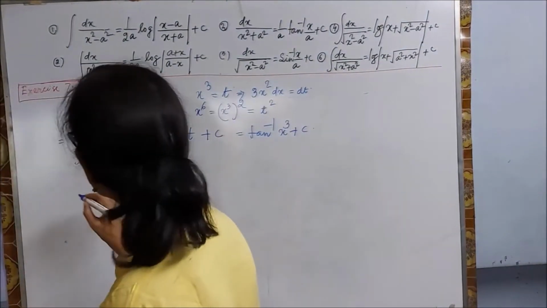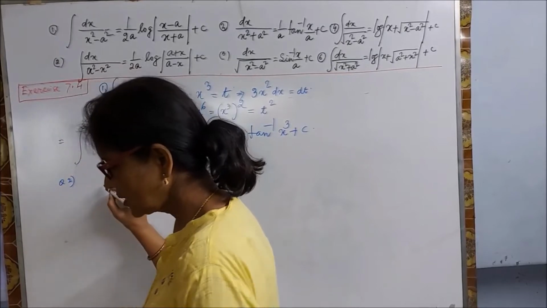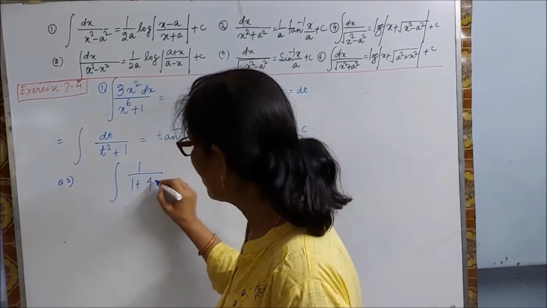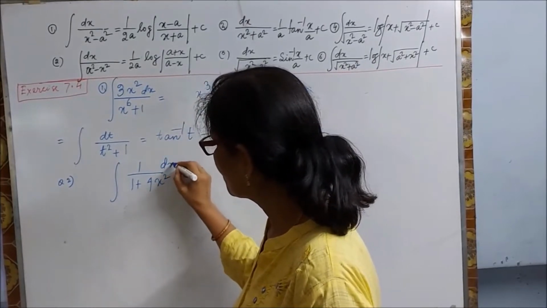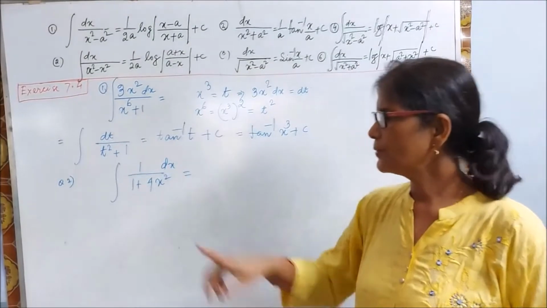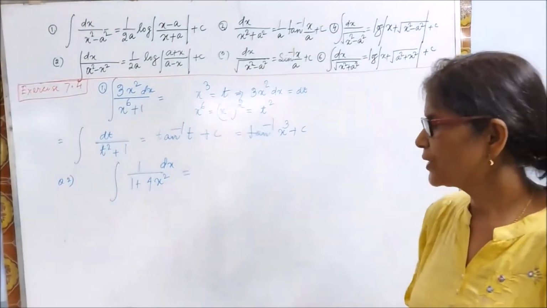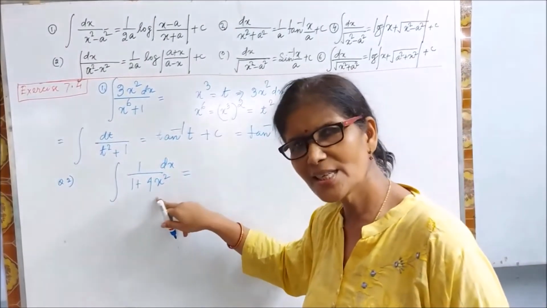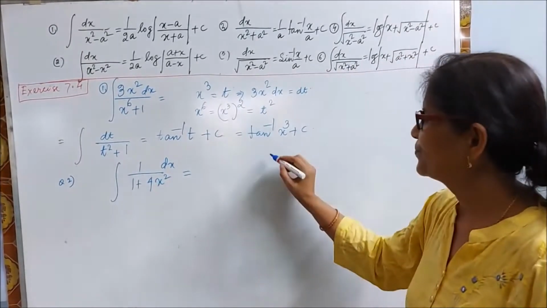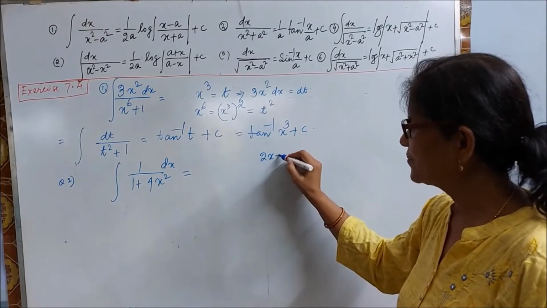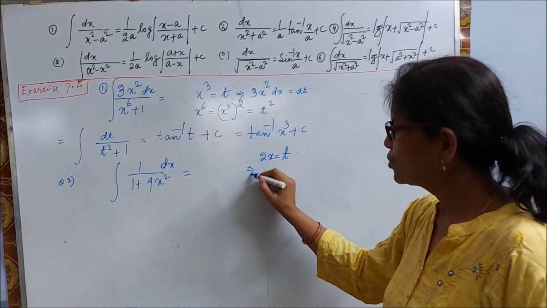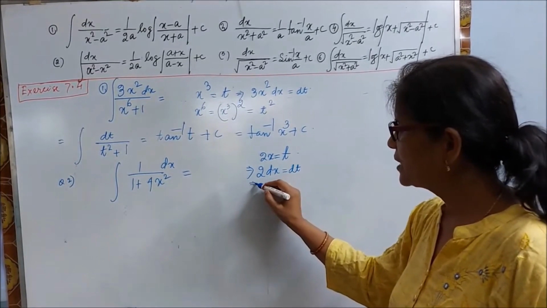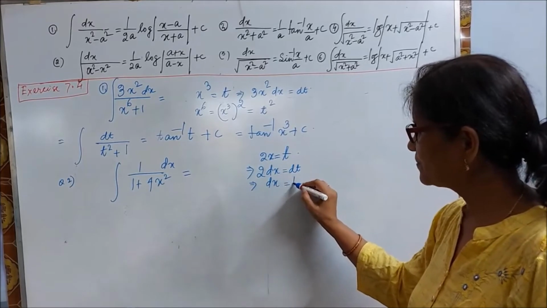Next is question number 2. Question number 2 is 1 by 1 plus 4x square dx. So what I'll do? I'll take 2x as t, because 4x square is 2x whole square. So I'll write 2x as t. So when 2x is t, 2 dx is equal to dt. Or what about dx? Dx is equal to half of dt.